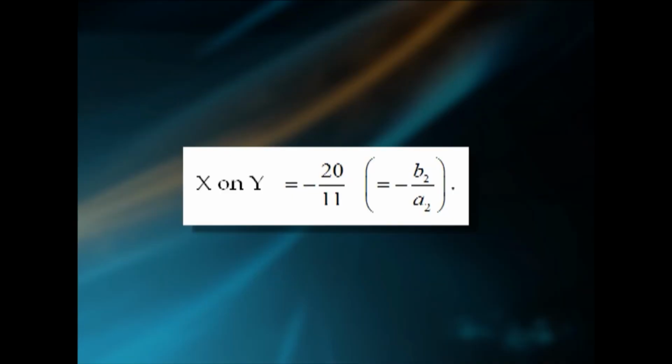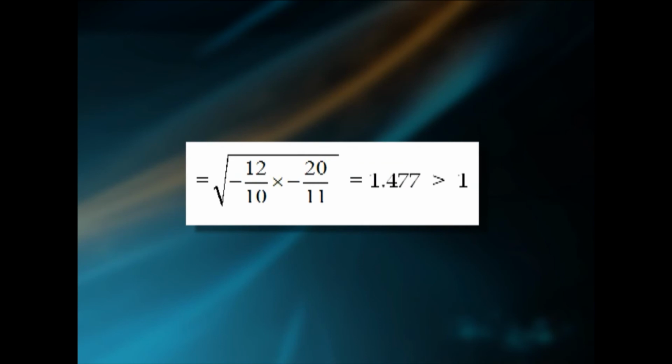Solution. Assume that 12x plus 10y minus 3 equal to 0 is the regression line y on x. Then y equal to minus 12 by 10 into x plus 3 by 10. This implies the regression coefficient y on x equal to minus 12 by 10, that is equal to minus a1 by b1. The line 11x plus 20y plus 9 equal to 0 is assumed as the regression line x on y, then x equal to minus 20 by 11 y minus 9 divided by 11. Then the regression coefficient x on y equal to minus 20 by 11, that is equal to minus b2 by a2.